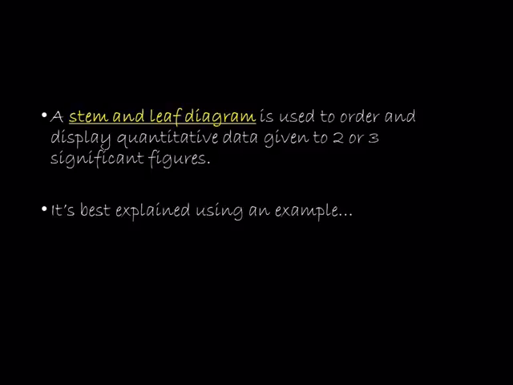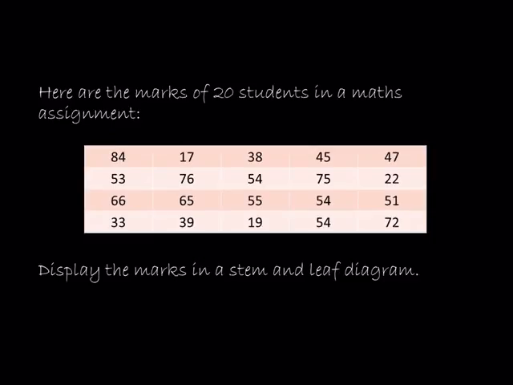A stem and leaf diagram is used to order and display quantitative data. That's data that can be written as a number. And usually that number is given to 2 or 3 significant figures. It's best explained using an example.